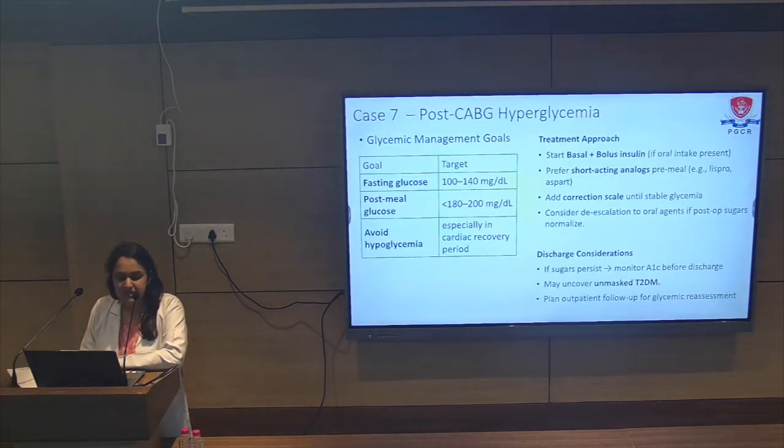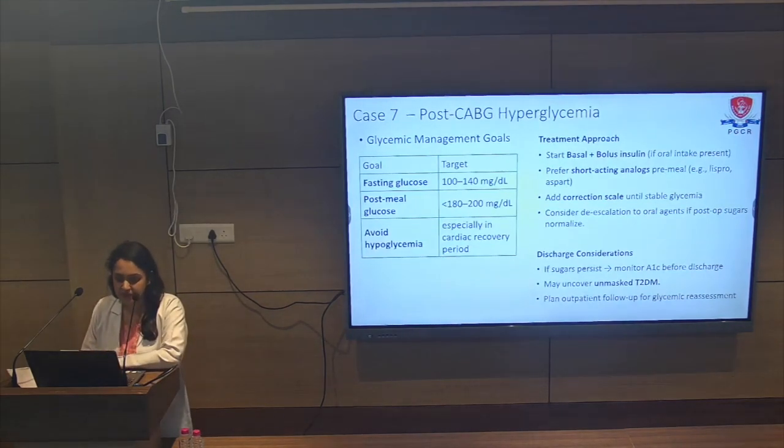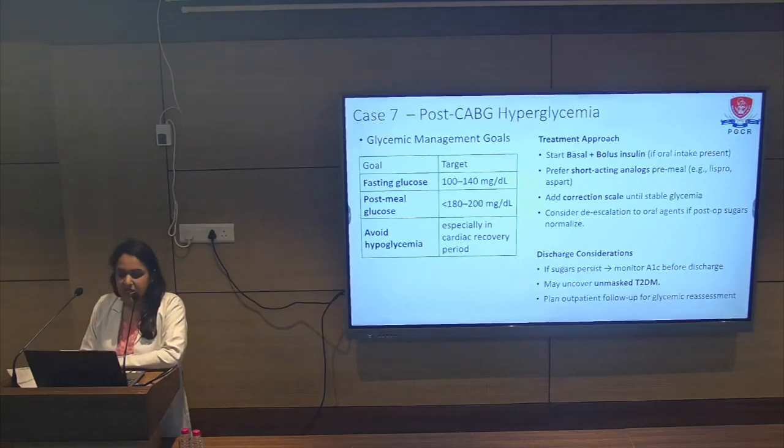Now in these patients, the target goals will be fasting glucose around 100 to 140 mg per deciliter, post-meal glucose less than 180 to 200 mg per deciliter. We have to try to avoid hypoglycemia, especially in the cardiac recovery period. Now if the patient is taking oral intake, we start the patient on a basal bolus insulin regimen and add a correction scale until we get stable glycemia. We consider de-escalation to oral agents if post-operatively the sugars stabilize.